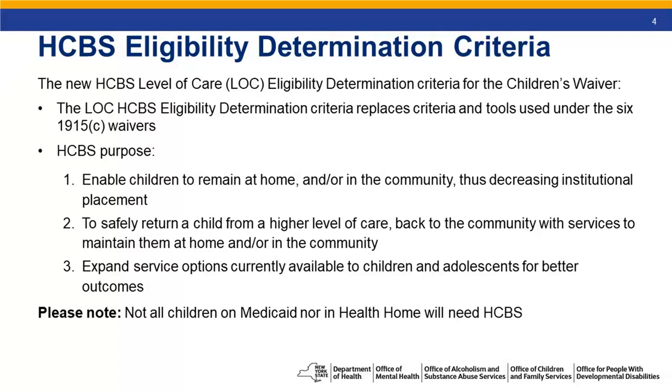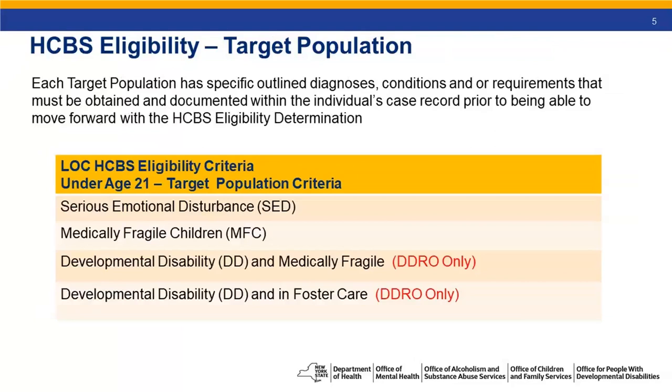And then the next slide just reminds you all that for the children's waiver, there are 4 target populations, right? SED, Med-Frag, DD, Med-Frag, DD, foster care, and the last 2 are what we're talking about today. And again, as I mentioned, we've already had 2 webinars that have outlined the first 2 target populations. And then also to remind folks, because we have received a couple of questions, that now with this consolidated waiver, we are serving children all the way up to the age of 21. So there were previous waivers that only went to 18, but now as a consolidated waiver, we're serving the whole population birth to 21.